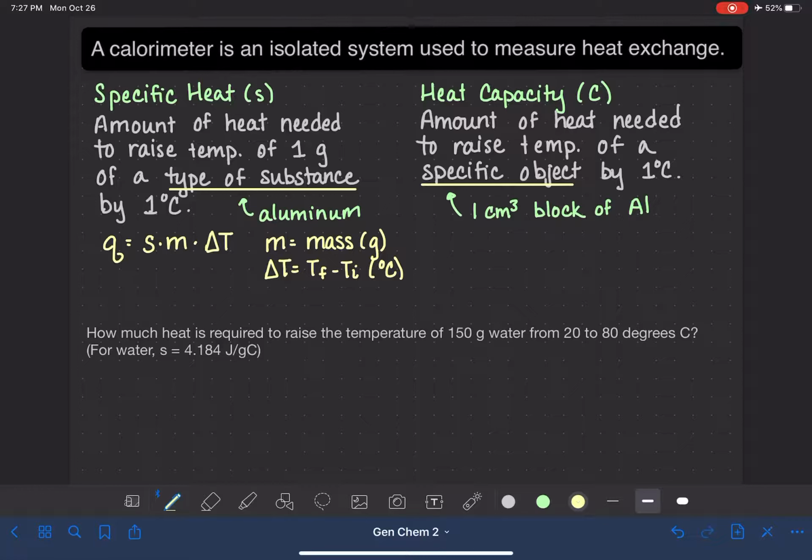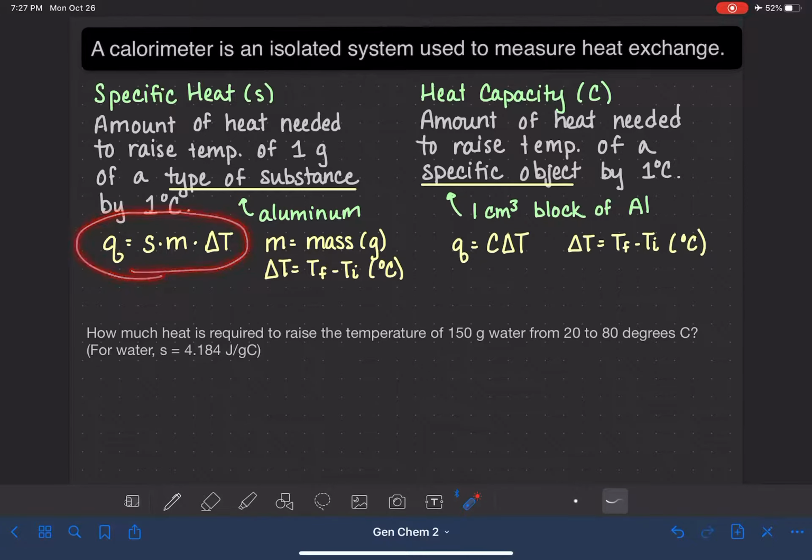Heat capacity has a very similar looking equation, q equals C delta T, where q is the heat, and C is the heat capacity, and delta T, the same thing, temperature final minus temperature initial in units of degrees C. So, like I said, it can be very confusing for students to know when they should use this equation, which I like to call SMAT, and when they should use this equation, which I like to call CAT, and exactly what the difference is between specific heat and heat capacity. But hopefully in the next few videos, all of this stuff will be cleared up for you.